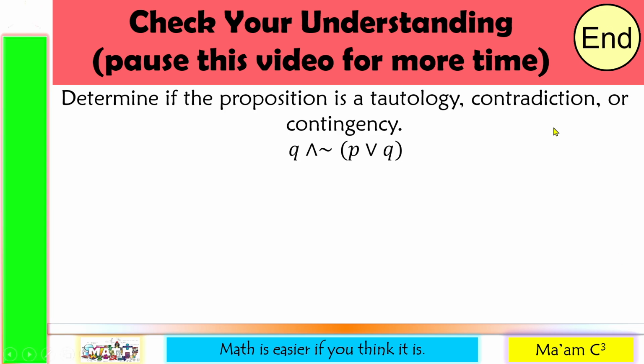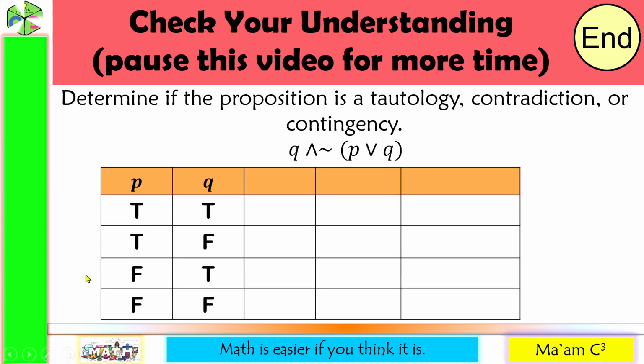Let us answer. So we have here Q and not P or Q. I have two propositions, P and Q, so I need 4 rows. 1, 2, 3, 4. I have already written the possible combinations for P and Q. Let me supply the third column. That would be the innermost one, and that is P or Q. The next column would be not P or Q. And the last column is the whole thing, Q and not P or Q.